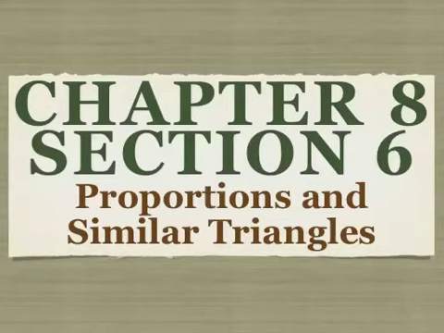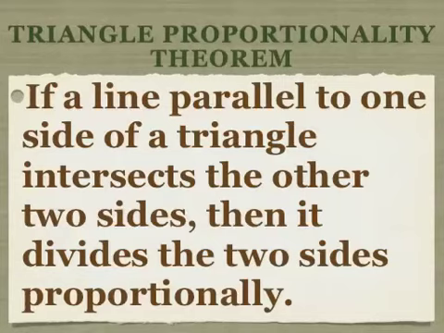Chapter 8, Section 6, Proportions and Similar Triangles. The triangle proportionality theorem says that if a line parallel to one side of a triangle intersects the other two sides, then it divides the two sides proportionally.